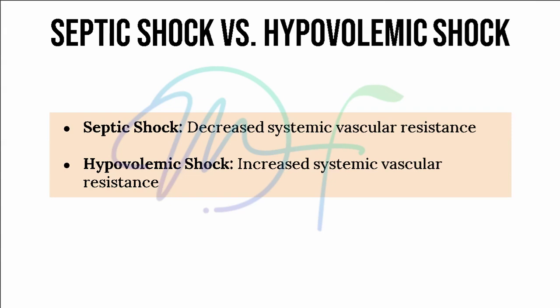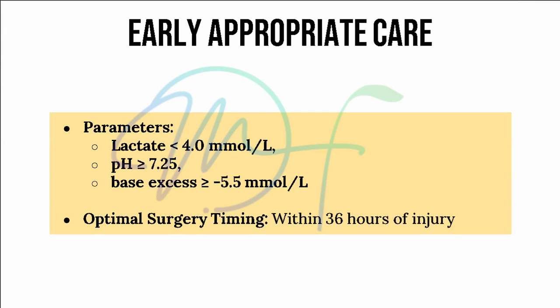Septic shock and hypovolemic shock can be differentiated based on systemic vascular resistance. Septic shock is characterized by decreased systemic vascular resistance, while hypovolemic shock shows increased systemic vascular resistance. Recognizing these differences is crucial for diagnosis and targeted management.